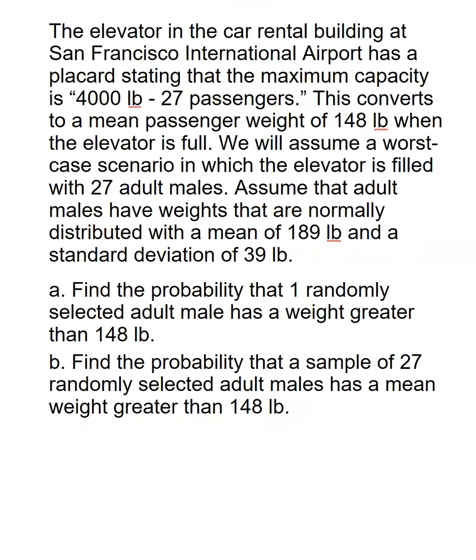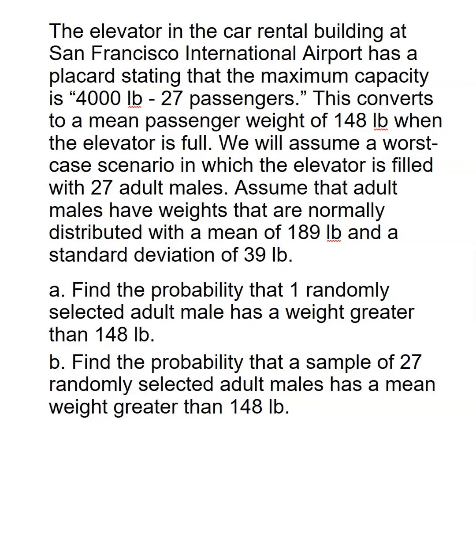This is an interesting problem. Let's start off by reading it. The elevator in the car rental building at San Francisco International Airport has a placard stating that the maximum capacity is 4,000 pounds, 27 passengers. Okay. This converts to a mean passenger weight of 148 pounds when the elevator is full. So, on an average, if one passenger is 148 pounds, we can have up to 27 passengers and stay within the limit of 4,000 pounds, which is the maximum limit for the elevator.